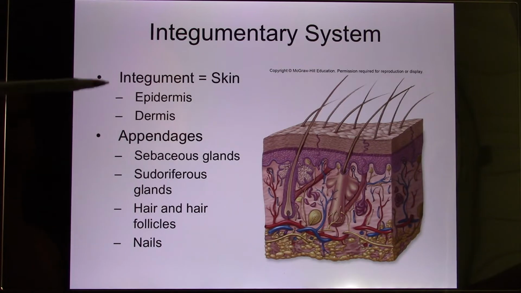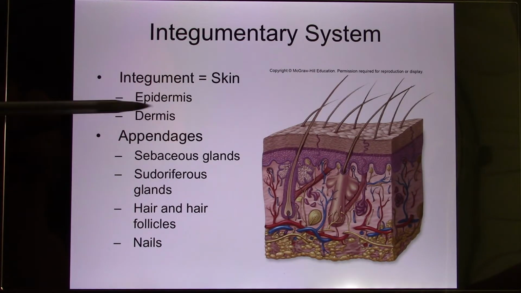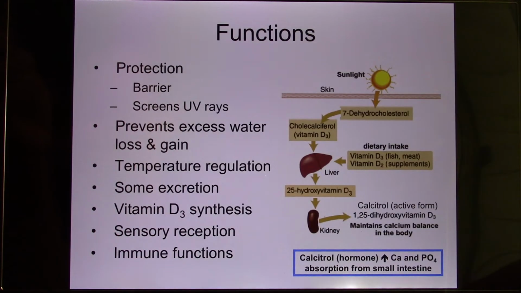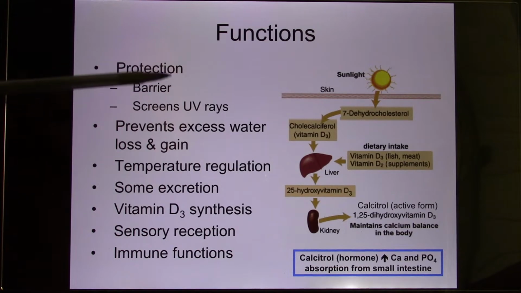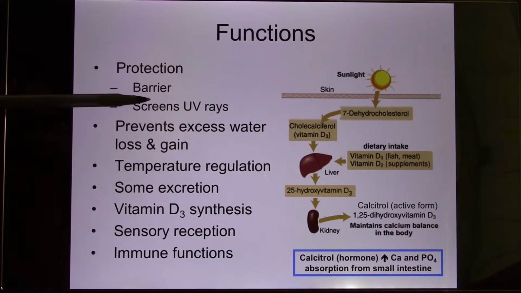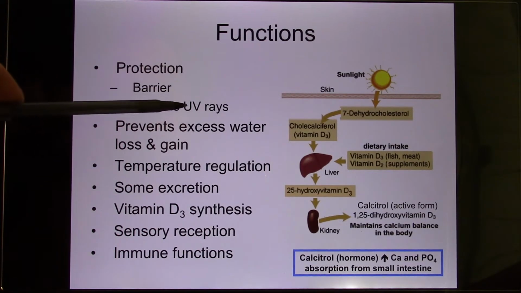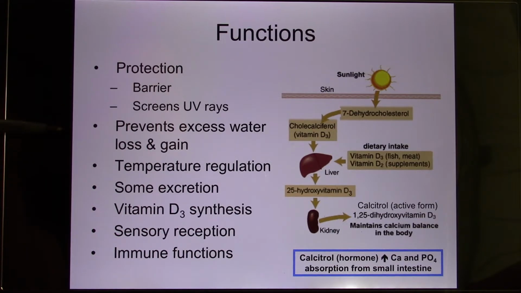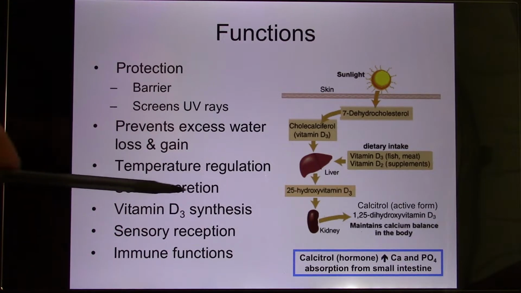The skin can be divided into the epidermis and the dermis. And also we're going to talk about some appendage structures. The functions, first, is a physical barrier. It can also prevent the UV damage. Too much UV can damage. It can prevent water loss. It can have temperature regulation. You sweat. You can excrete oil and sweat.